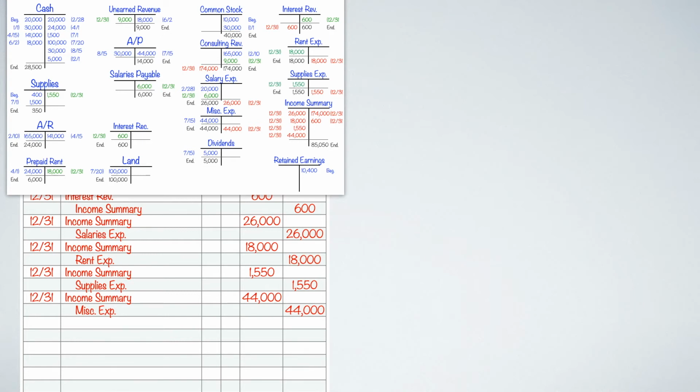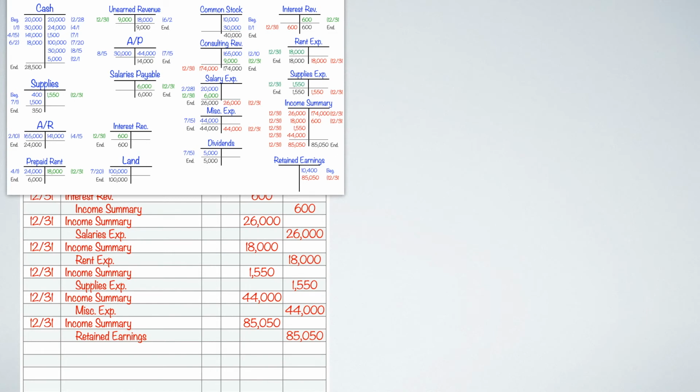Now that I have that, I need to close out income summary. So in order to close out income summary, if I have a credit balance of 85,050, then I need to debit income summary for the same amount, so 85,050. And if I debit income summary, then I need to credit another account, which this time we're going to credit retained earnings for that 85,050. And so our journal entry will be debit income summary for 85,050, credit retained earnings for 85,050.